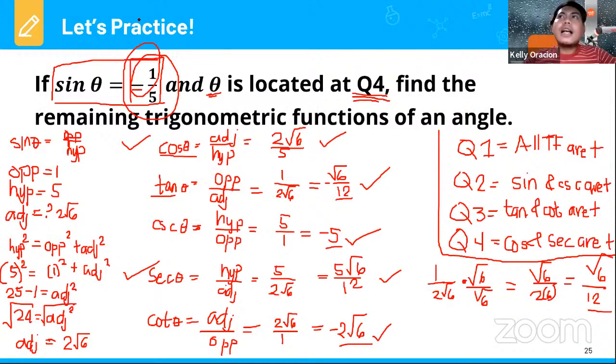So, please copy muna the solution before we proceed to our last example. Kindly copy this one muna. If you have questions, don't be shy to ask me.